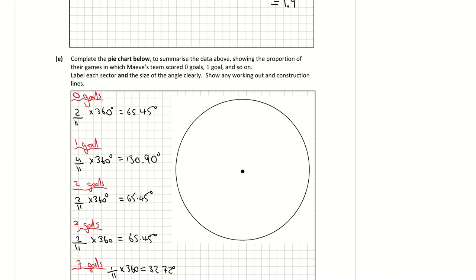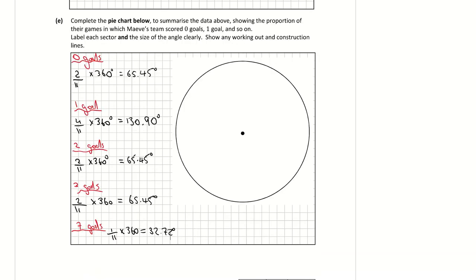Mine are adding up to 359.97. It's just my rounding. I could really make them up to 0.5s and 0.8s, but I'm going to stick with what I have because I'm basically just sketching this onto our pie chart. Let's have a look at our pie chart now.